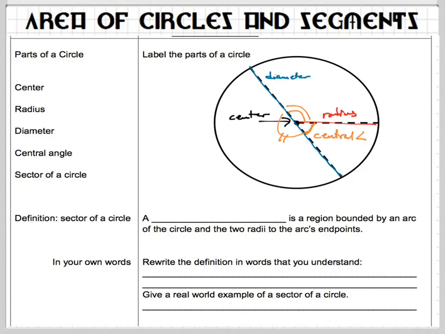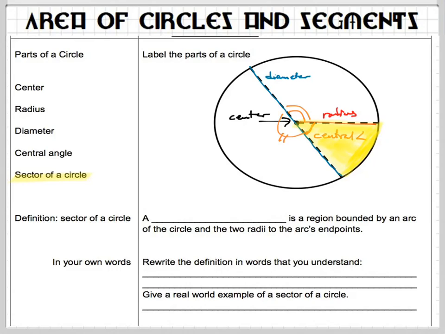And then finally, the sector of a circle. I'm going to highlight the sector of a circle. Let's see, I'll highlight that. The sector of a circle is this. It's all that. Okay, that is a sector. All right, so let's get on with the show here.